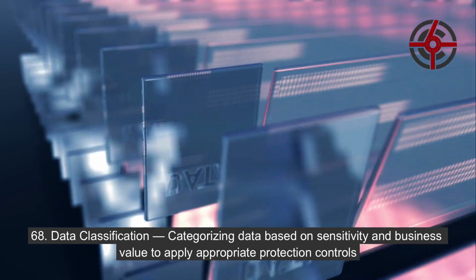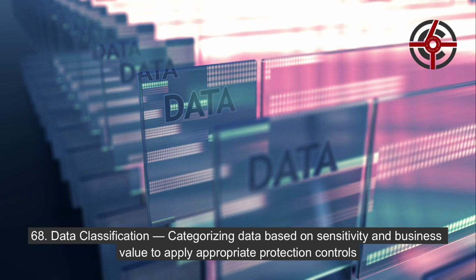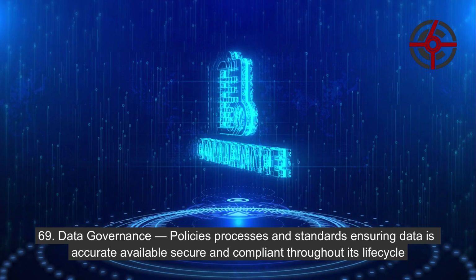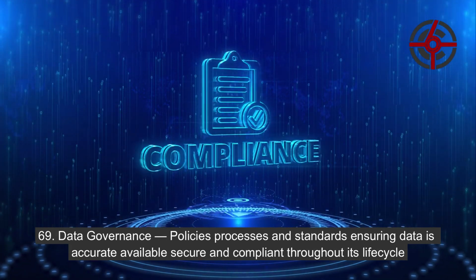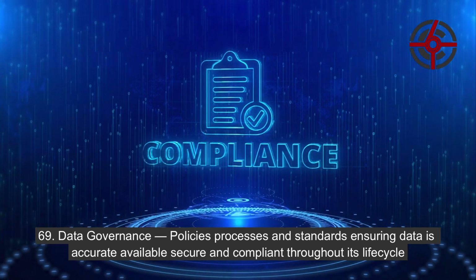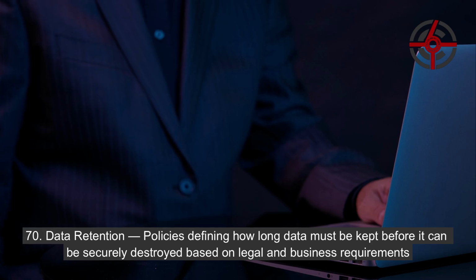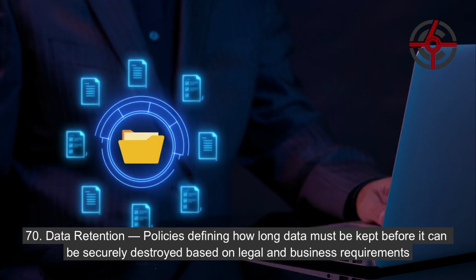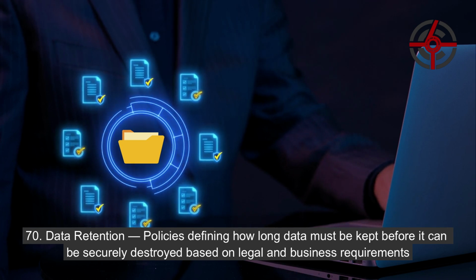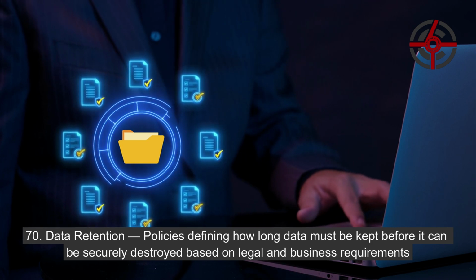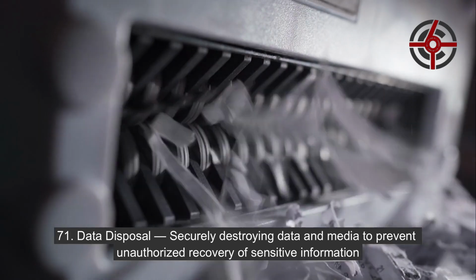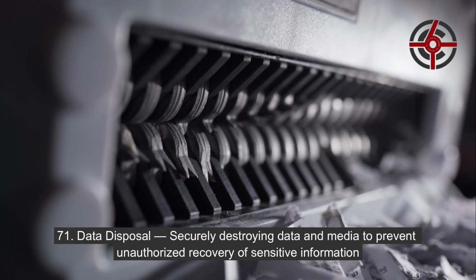68. Data classification. Categorizing data based on sensitivity and business value to apply appropriate protection controls. 69. Data governance. Policies, processes, and standards ensuring data is accurate, available, secure, and compliant throughout its life cycle. 70. Data retention. Policies defining how long data must be kept before it can be securely destroyed based on legal and business requirements. 71. Data disposal. Securely destroying data and media to prevent unauthorized recovery of sensitive information.